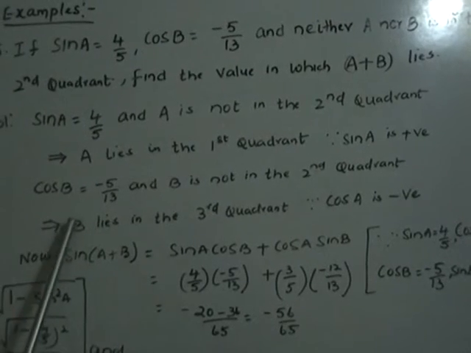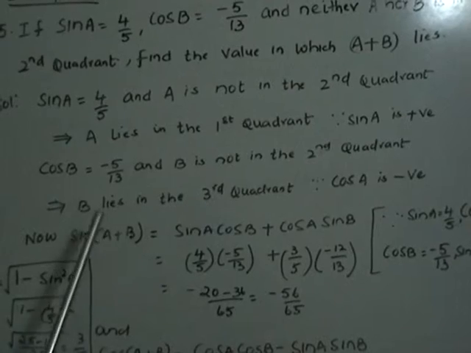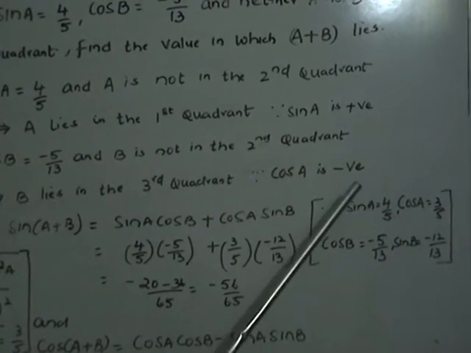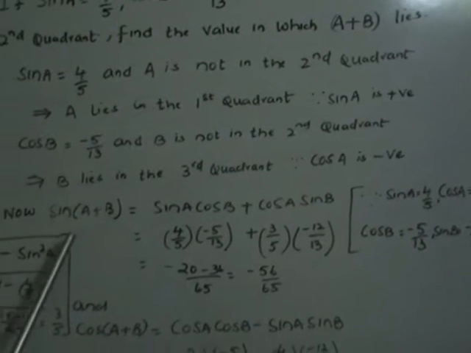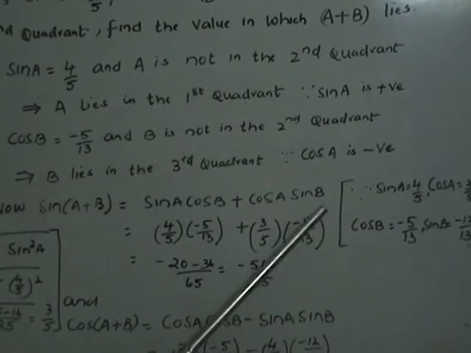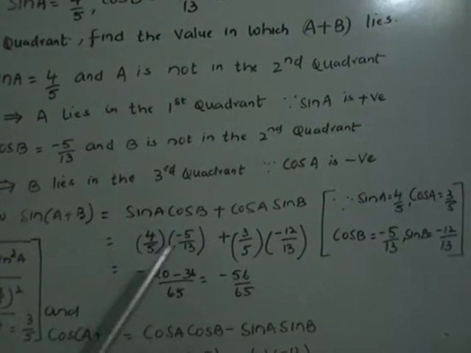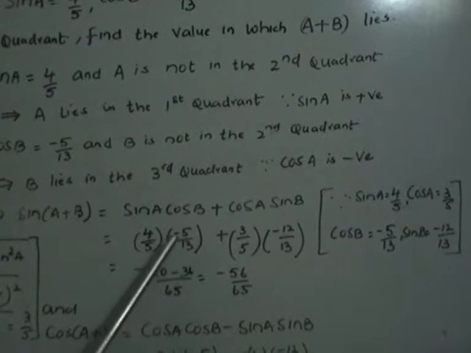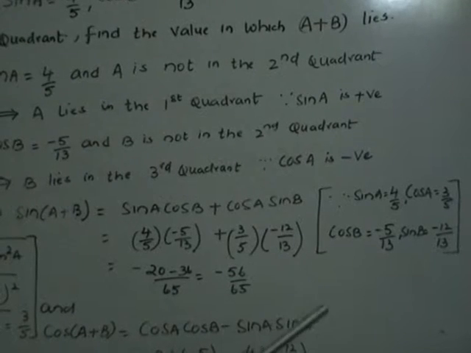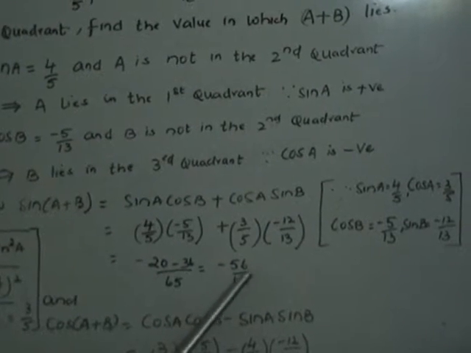Similarly, cos B is minus 5 by 13 and B is not in the second quadrant, therefore B lies in the third quadrant since cos B is negative. Now let us find sin of A plus B. Sin(A plus B) is sin A cos B plus cos A sin B. Substituting the values, 4 by 5 into minus 5 by 13 plus 3 by 5 into minus 12 by 13 is equal to minus 20 minus 36 by 65, which is minus 56 by 65.